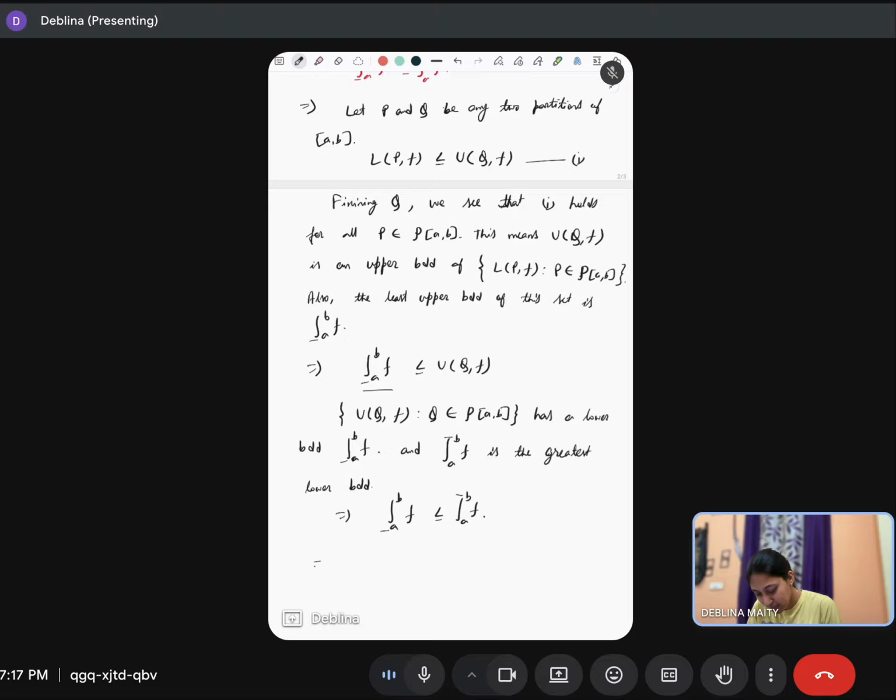So now we have this inequality. This is less than or equal to, right?